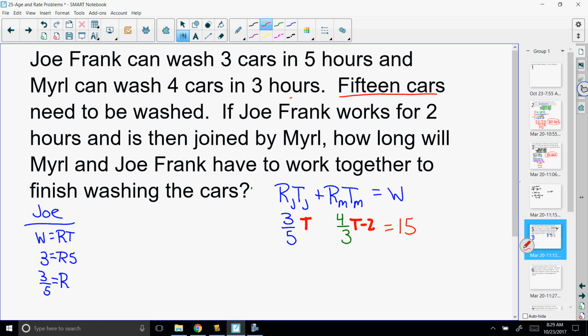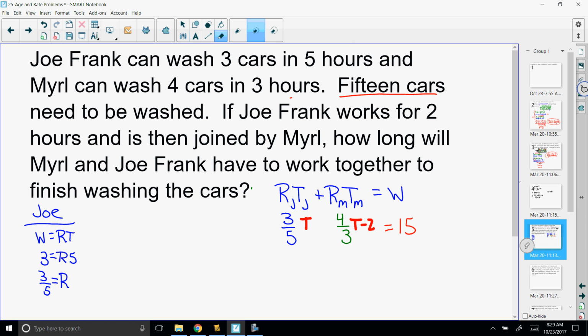When I solve for T, what am I finding? How long Joe worked. What do we want to find out? How long they worked together. So if you find T in this case, you're going to have to subtract 2 to find out how long they worked together, because they worked together for Merle's full time of work, right?